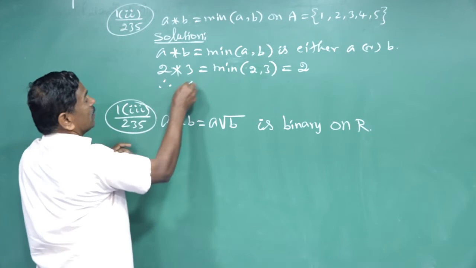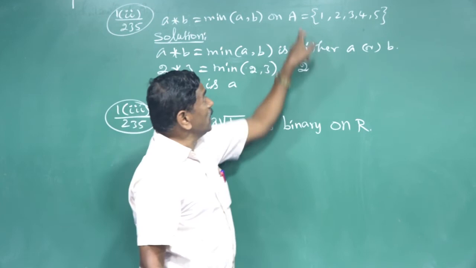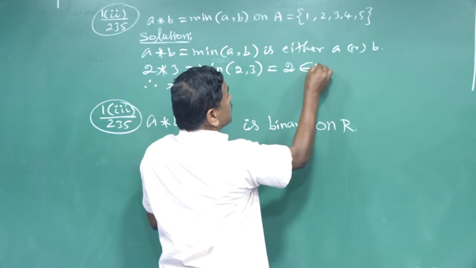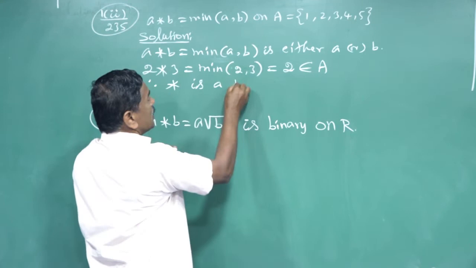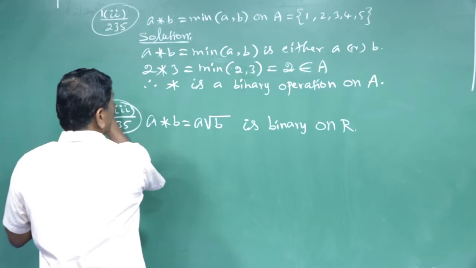Also, 2 star 3 is equal to minimum of 2, 3, which is 2, and this 2 belongs to A. That is important. Our answer should be in the given set. Therefore, star is a binary operation on the set A. That's all, the second subdivision is completed. Now, come to the third subdivision.